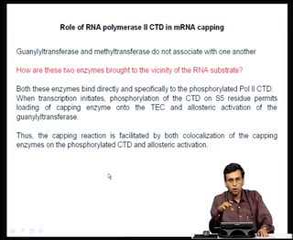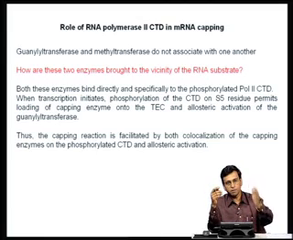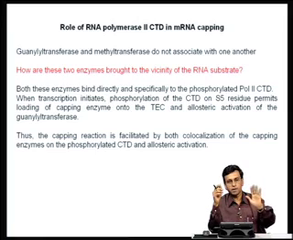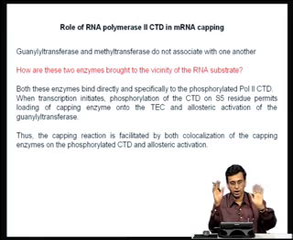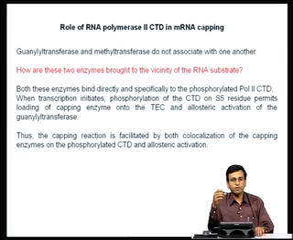So, what we will do now is, so far we have very briefly discussed what exactly is an mRNA cap. It is nothing but the addition of a 7-methylguanosine to the 5' end of the pre-messenger RNA by a 3-step enzymatic reaction. That is what is mRNA capping. Now, let us discuss what exactly is the role of RNA polymerase II in mRNA capping.